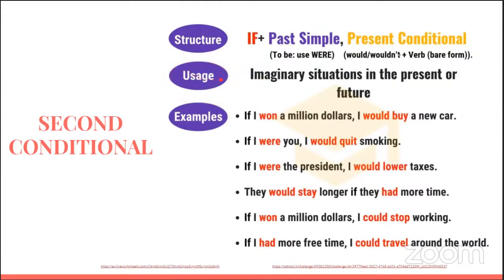And when do we use it? We use it to express imaginary situations in the present or future. Here, if I won $1 million, I would buy a new car. If I were you, I would quit smoking. If I were the president, I would lower taxes. Please, can you read the following examples?